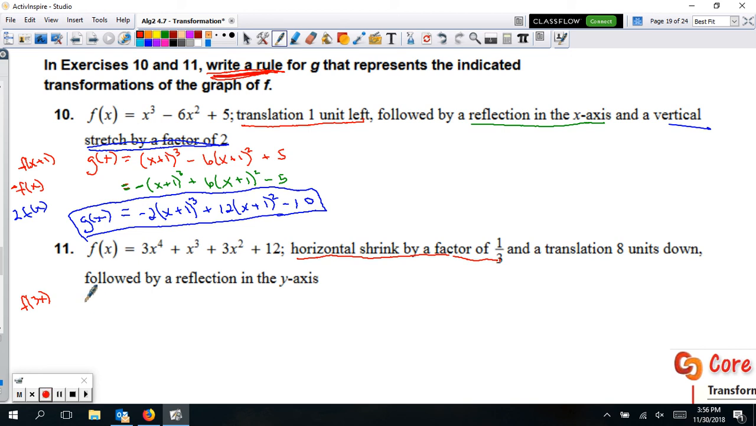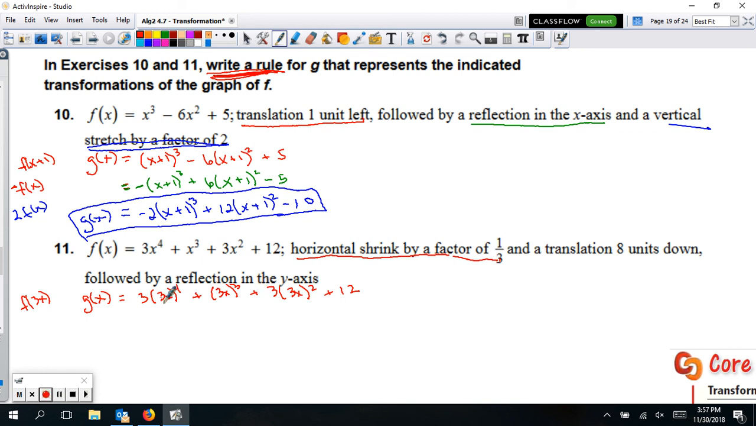So what we're going to see here for our g of x function for the first part is 3 times 3x to the 4th power plus, this is just going to be inside the parentheses 3x to the 3rd power, and then this will be 3 times 3x to the 2nd power, then plus 12. So where every x was, I put it in parentheses as a 3x. But now we still got to clean that up a little bit.